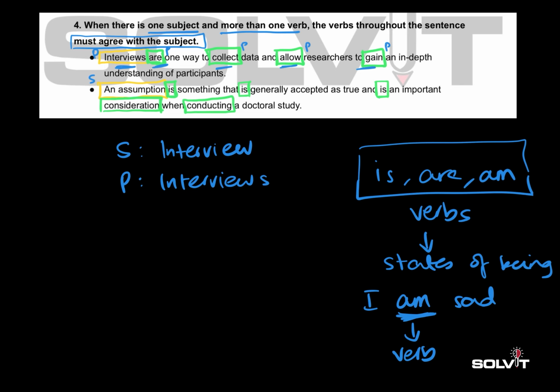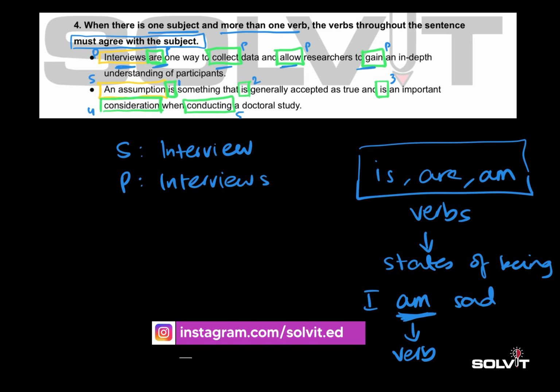So how many verbs do we have in this sentence? We have one, two, three, four, and five. As you might notice, all of these are singular. Is is singular, the second is also singular, the third is also singular, consideration is singular, the plural form of consideration would be considerations, and conducting is also singular in this context. So the sentence makes complete sense because the subject and the verbs are in complete agreement with each other.